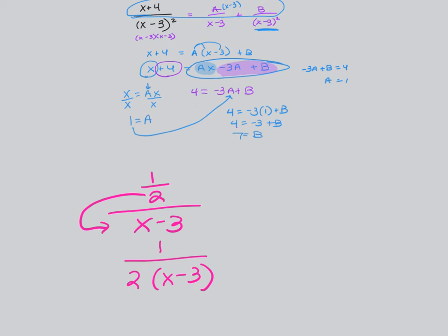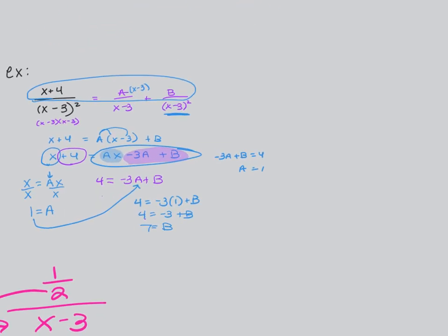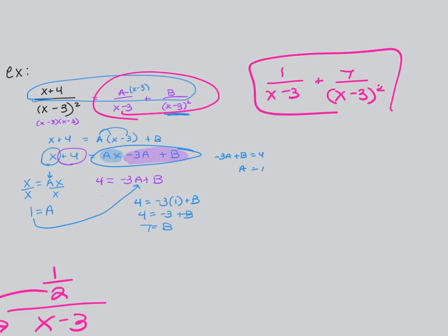Yeah. Like we did before, it goes back into your numerator. So A, this one. So A is 1 over x minus 3, and B is 7 over x minus 3 squared. So that's the answer it's looking for.